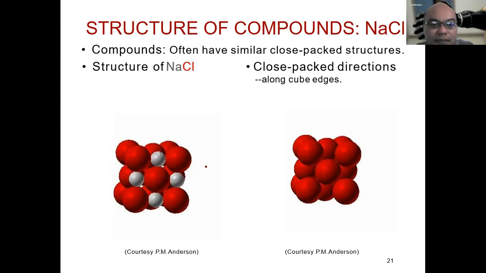Here, if it were only sodium, it would look like a face-centered cube. But the chlorine fills in the gap between the sodium atoms. The red one is the chlorine, because the negative ion has a larger size compared to the positive ion, the cation. The white one here is the cation. So the chlorine here forms the face-centered cube, and the sodium then fills in the space between the chlorine.